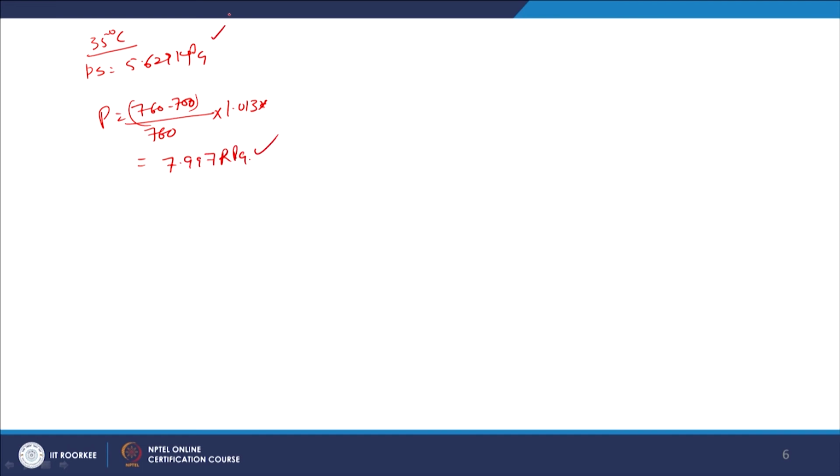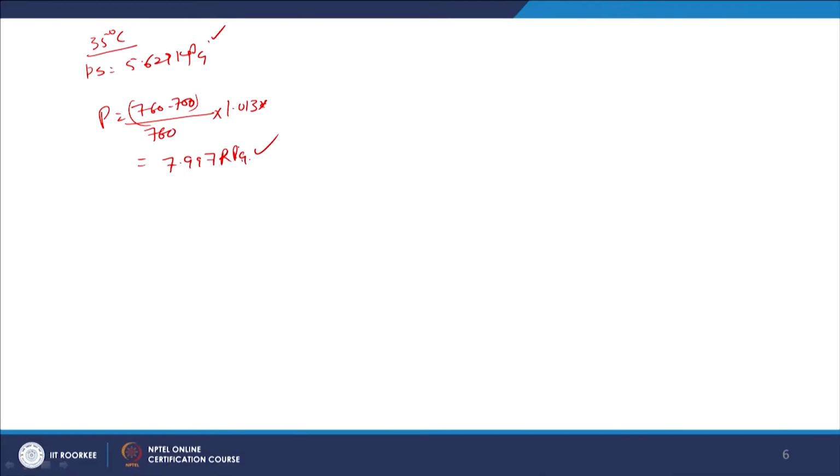So this pressure is greater than this one. It means the total pressure is the partial pressure of vapor plus the pressure of air. So the partial pressure of air can be found out by taking the difference between these two. So 7.997 minus 5.629, and this is going to be 2.368 kilopascal. Once the pressure of air is known, not air is saturated, steam is saturated.